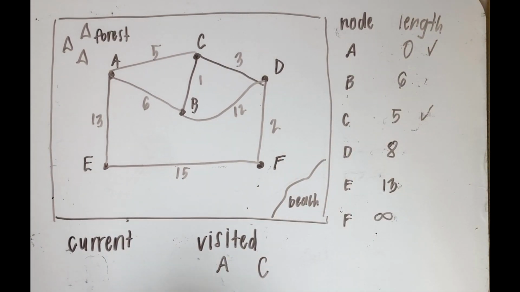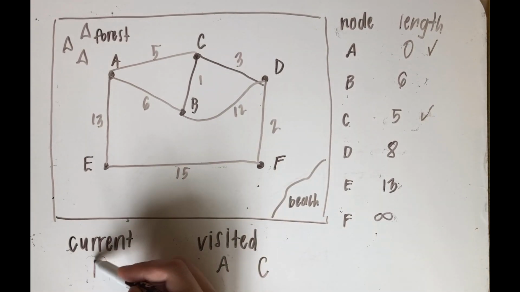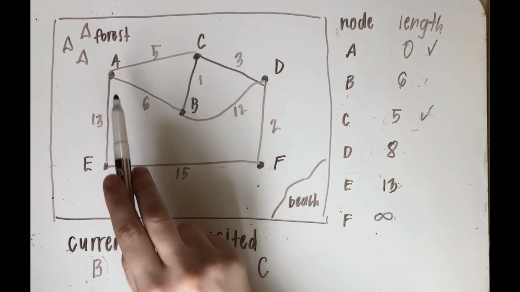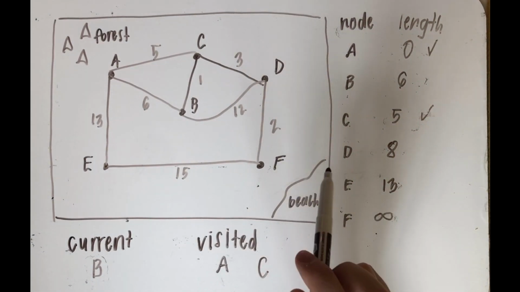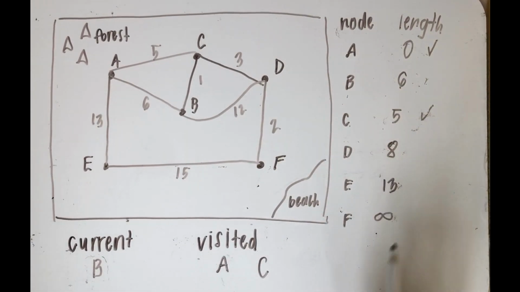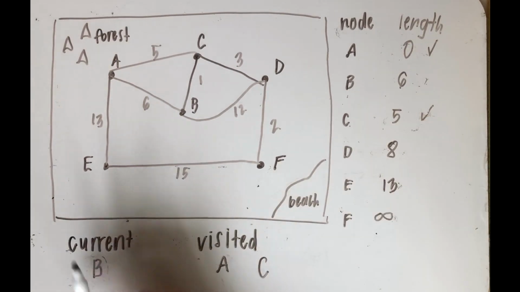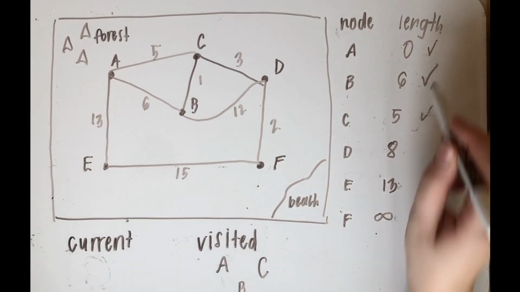Now, the next smallest node that hasn't been visited is B. From B, we can get to A, C, and D. But since A and C have already been visited, we only need to check the value for D. The value of B, 6, plus the distance to D, 12, totals to 18, which is greater than 8, so we don't replace the value of D. Now we can say that we visited B.